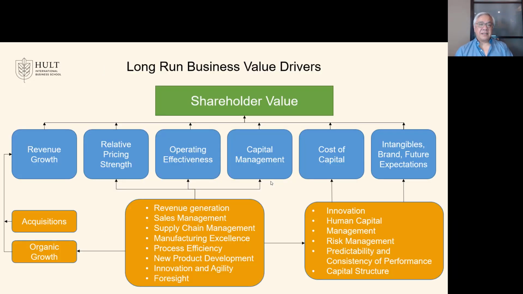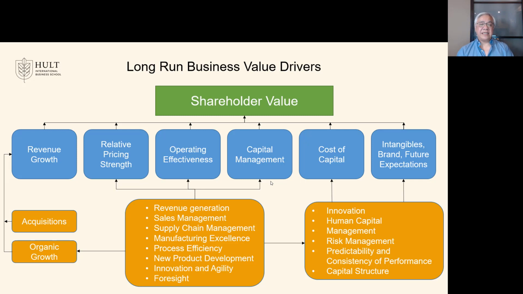And our final topic is beyond the financial numbers, what drives the value in the long run anyway? These are partly based on financial results, but other factors such as the management ability and other aspects of the market perception are also important. On the financial side, we have revenue growth, we have relative pricing strength, which looks at the margins we're able to attain from our product based on our competitive position or the differentiation of our company in the eyes of our customers. Third is operating effectiveness, followed by capital management and cost of capital.